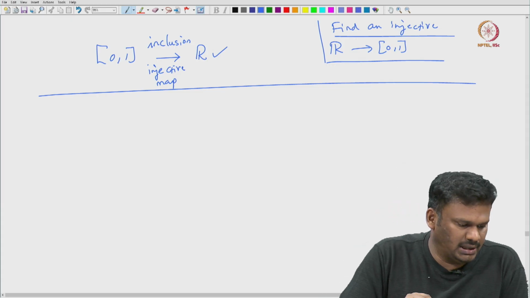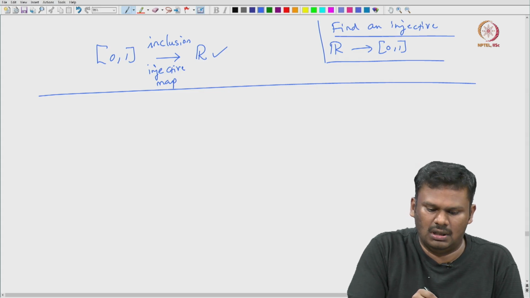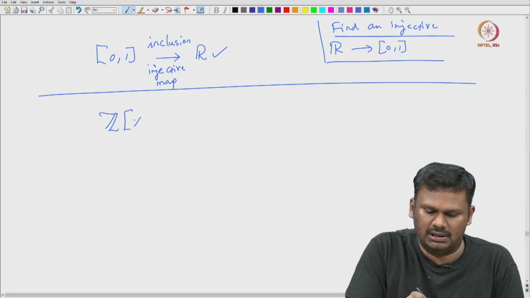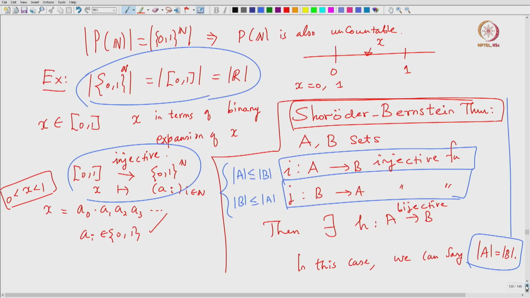Okay. Similarly, this can be used in other sets that we have encountered before. For example, we can prove that Z[x] will be countable, and then all algebraic numbers, for example, inside either the real field or complex field, they will be countable and so on. So, one can use this theorem in many places wisely, and then compare the cardinality of given two sets.